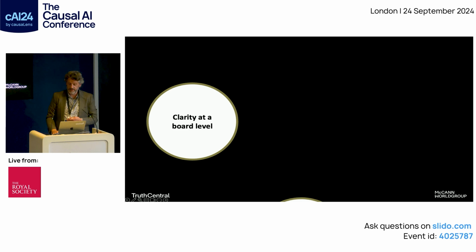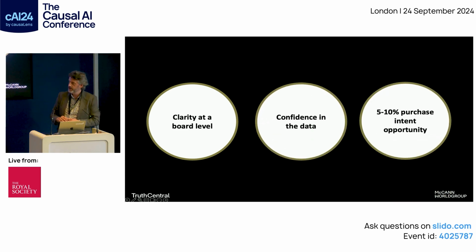So to wrap up, the three things that this project gave us: it gave the client clarity at board level. It allowed them to test 12 to 15 different causes in a safe space without the risk of political pushback. It gave them confidence in the data, not because we explained the magic formulas in the model, but because they understood the principles behind it. And the outcome we were able to show them was, if you do these things, you're building a 5% growth opportunity. So those are the three things that this gave us.